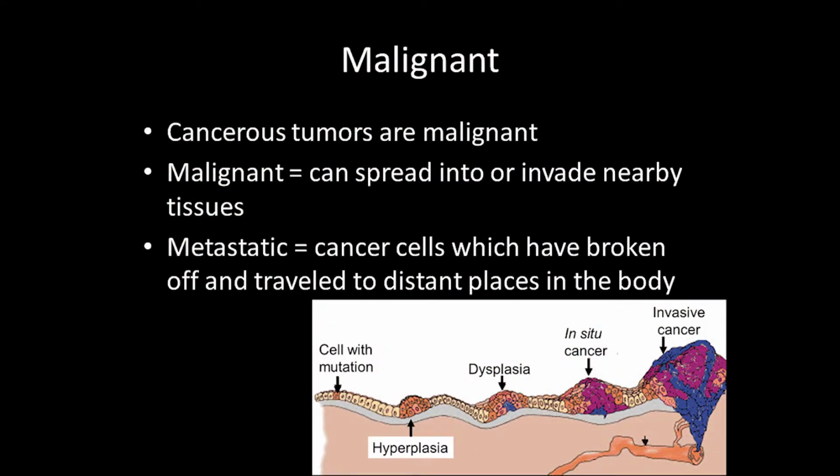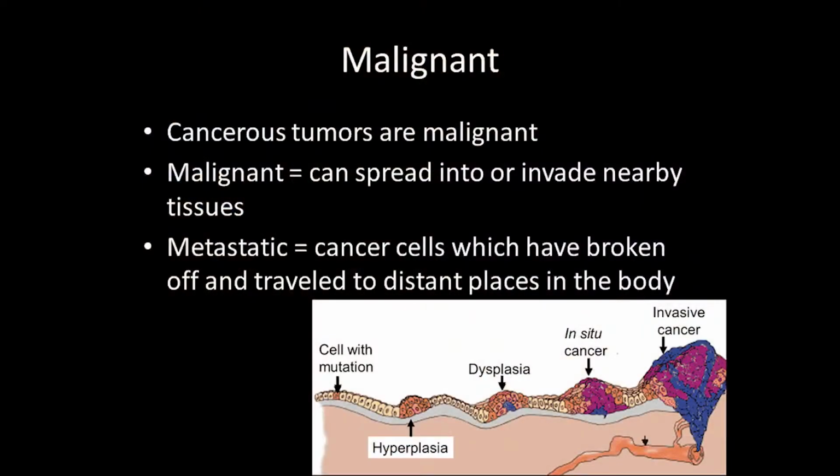Now there's malignant, but there's also metastatic. Metastatic means that it can break off and go to distant places. It might go through the lymph system and through the lymph nodes. It might go through the blood. It might go through various different things from that standpoint. But that means that it can travel to different places and it can spread.